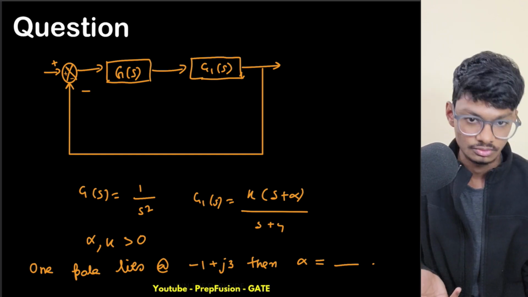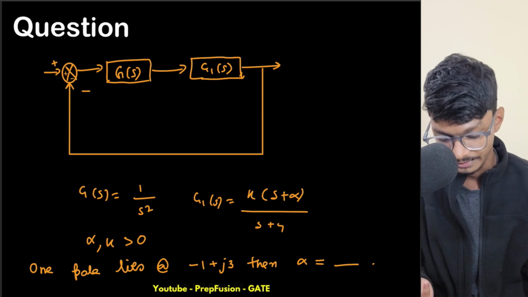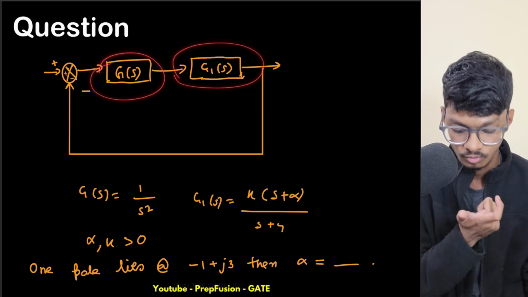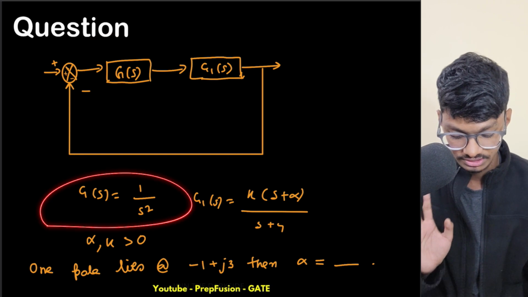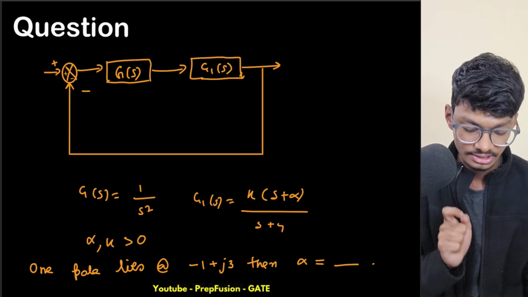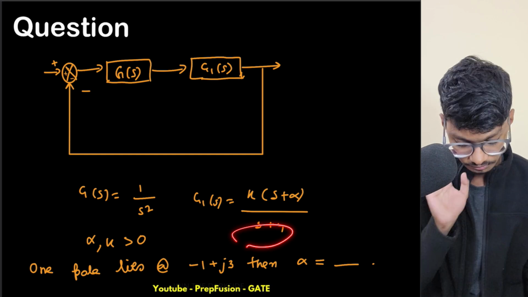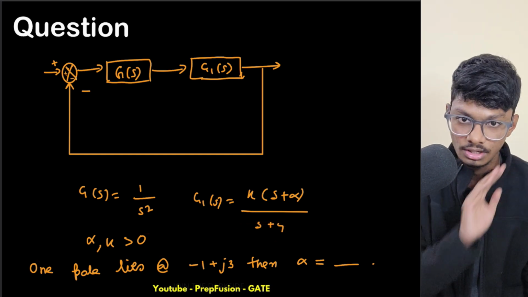So let's start with this question. This question was very basic. Basically, they have given two blocks, a unity feedback system. G of s is 1 by s square. G1 of s is k into (s plus alpha) by (s plus 4). Now alpha and k are both positive.